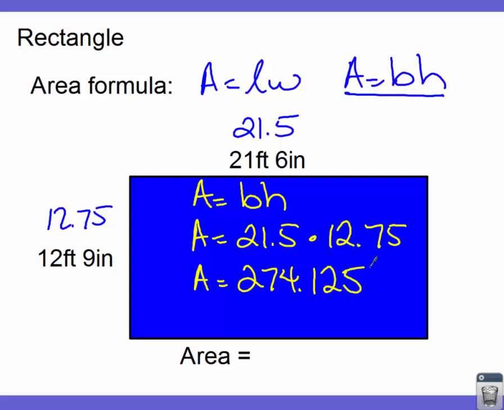And you come up with 274.125. Since we're dealing with area and I converted my numbers into feet, that's going to be feet squared. The reason we use feet squared is because we're dealing with 2 dimensions. So that's all you have to do to find the area of a rectangle: just multiply the base and the height together. But sometimes you may have to do a conversion, so you have to think that through. Okay, so let's go to the next shape.